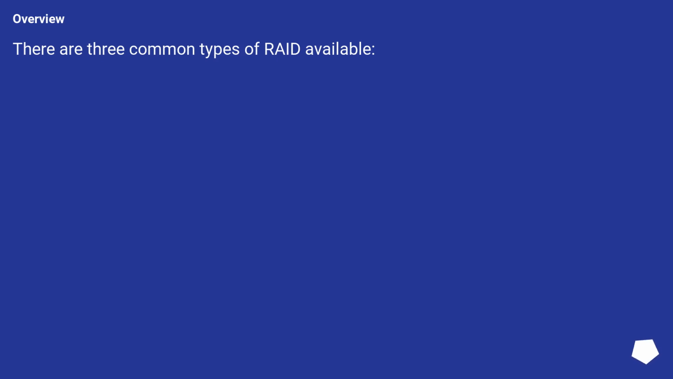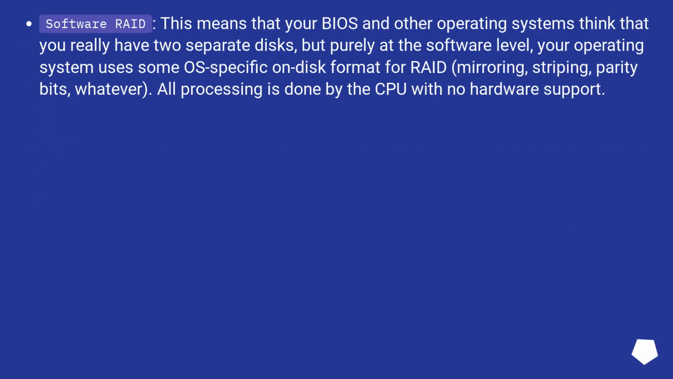Overview. There are three common types of RAID available. Software RAID. This means that your BIOS and other operating systems think that you really have two separate disks, but purely at the software level, your operating system uses some OS-specific on-disk format for RAID, mirroring, striping, parity bits, whatever. All processing is done by the CPU with no hardware support.